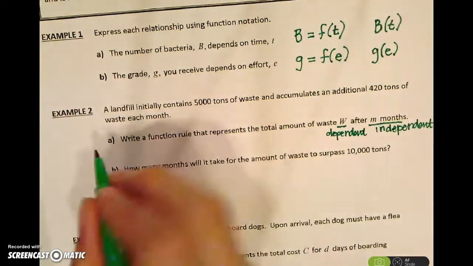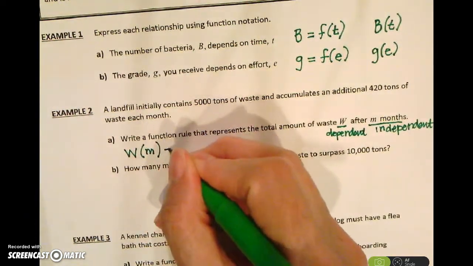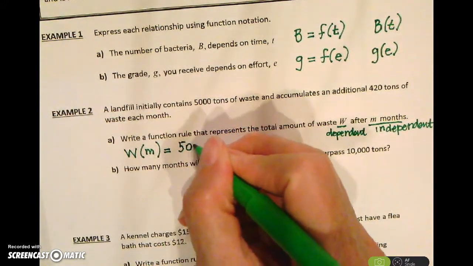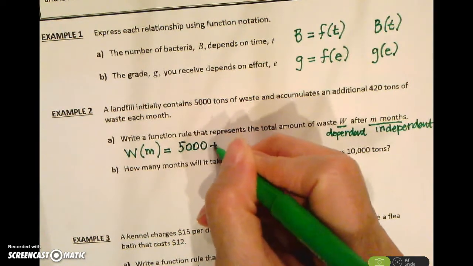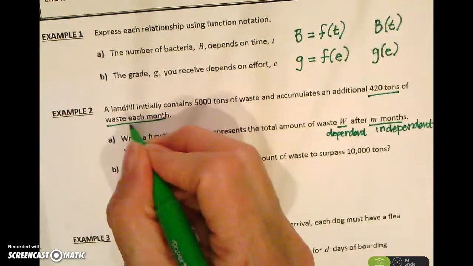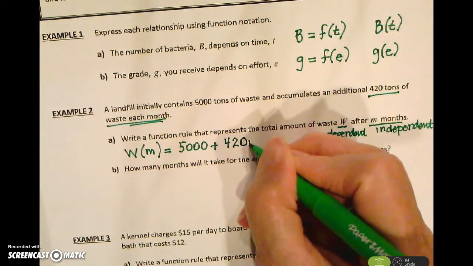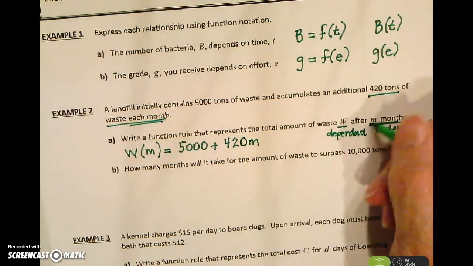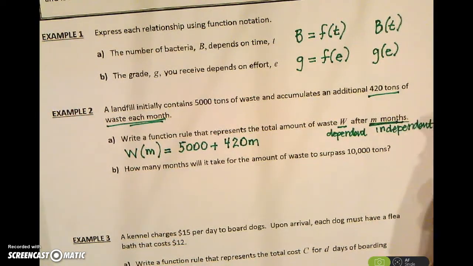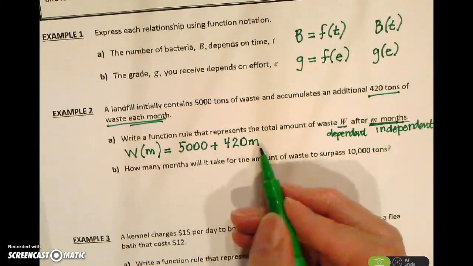So we would say that W of M is equal to, so we start with 5,000 tons, so 5,000 tons plus 420 tons of waste each month. So we're going to take 420 and multiply it times M, and we see that M over here is equal to the number of months. So it's already been stated what M stands for. So the amount of waste is equal to 5,000 plus 420M.